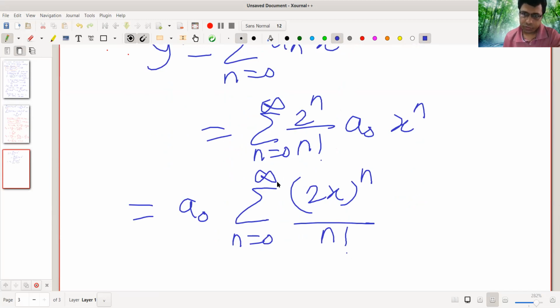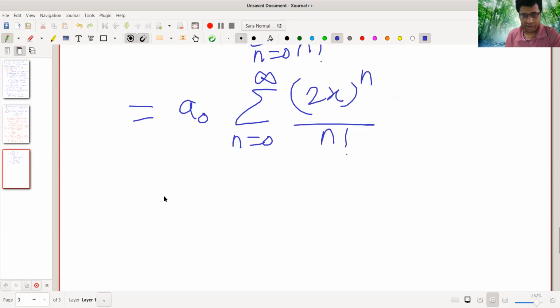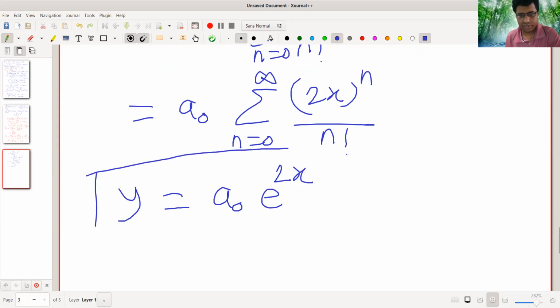Now we know that the summation z raised to n upon n factorial is e raised to z. So this can be written as a0 e raised to 2x. So y equal to a0 e raised to 2x is the required solution.